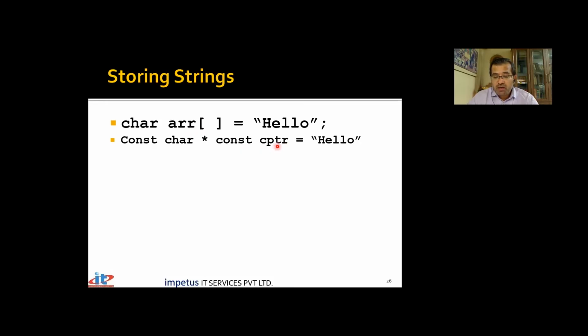So I take a pointer which itself is constant and is also pointing to a constant. Okay, constant char. This C should be smaller. It's also pointing to constant char. And I can say hello. Both the notations are almost the same.